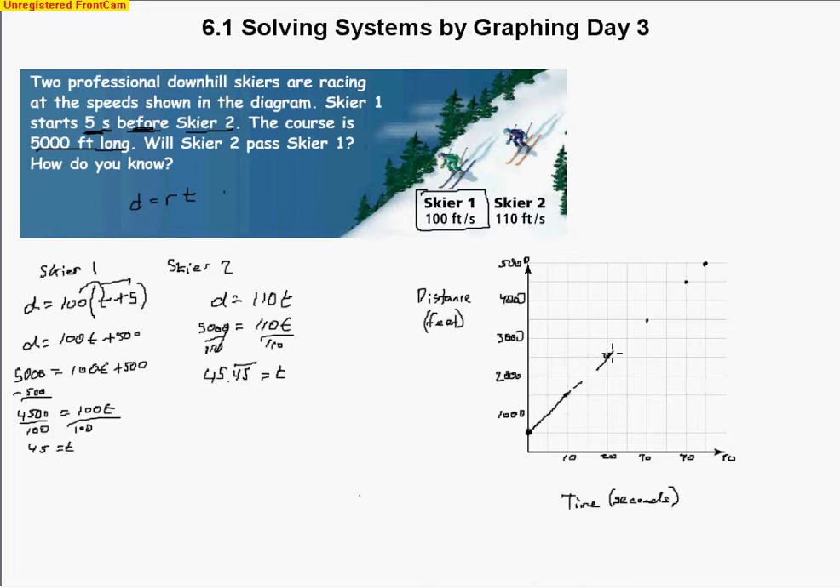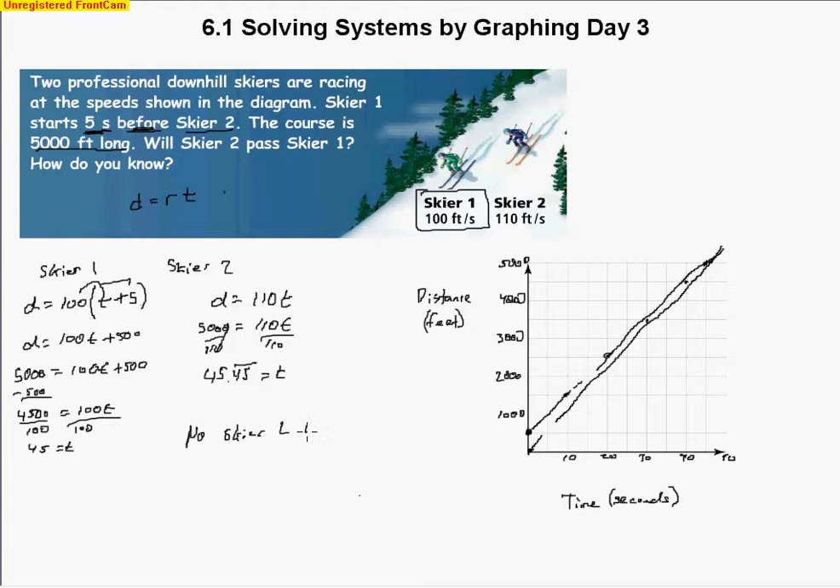The other skier starts at the origin because he didn't get that head start, and he ends up at 45.45, so still close. We can't even really draw it very well, but you can see how he's going to end up getting closer and closer and closer, but just never quite touches. And then after that 5,000 feet, the skier that's going a little bit quicker will end up passing. So we would say that in this case, will skier 2 pass? No.